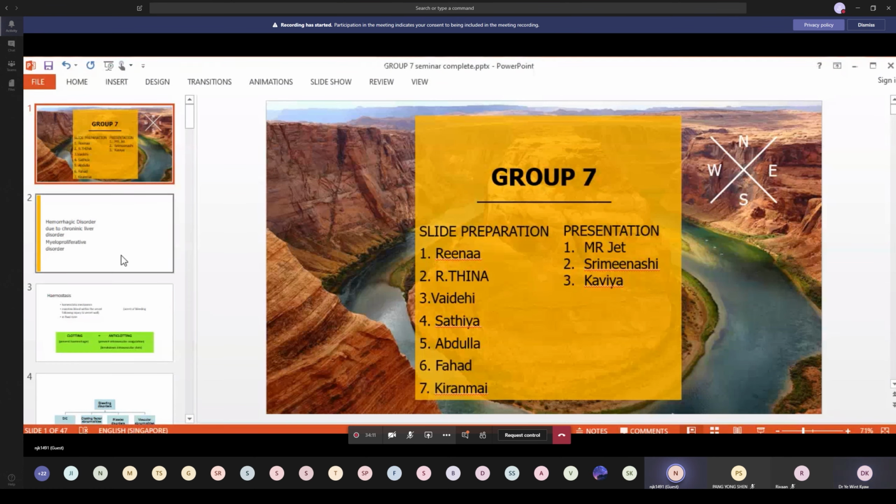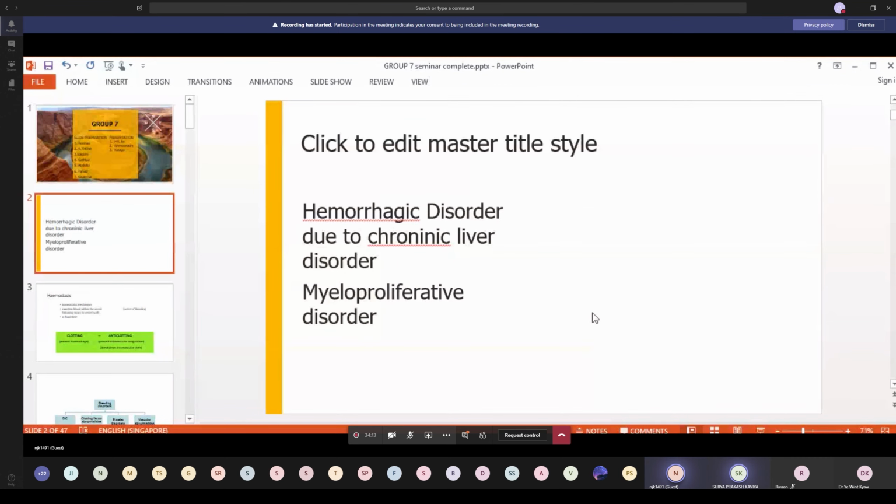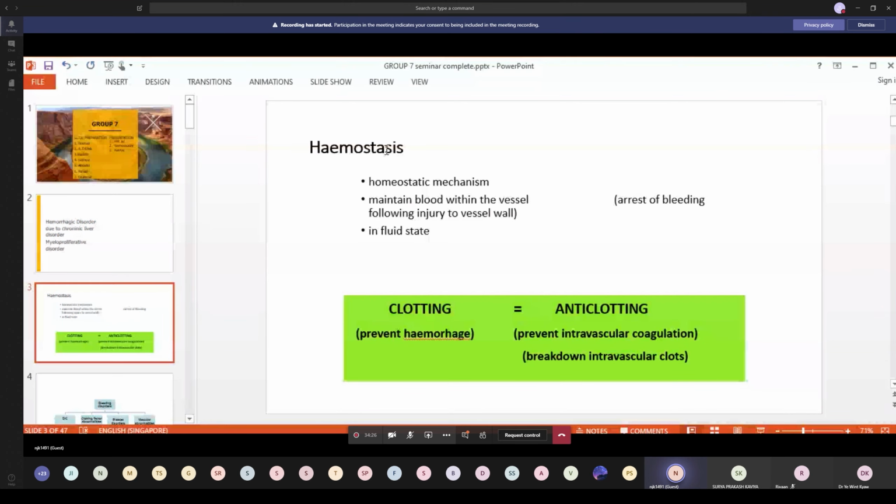The topic we're going to present today is hemorrhagic disorder due to chronic liver disorder, and the second part is myeloproliferative disorder. Now, we actually touch on the topic of hemostasis, where the mechanism is to maintain blood within the vessels and to arrest bleeding following injury to the vessel wall. This is the hemorrhaging issue, right?